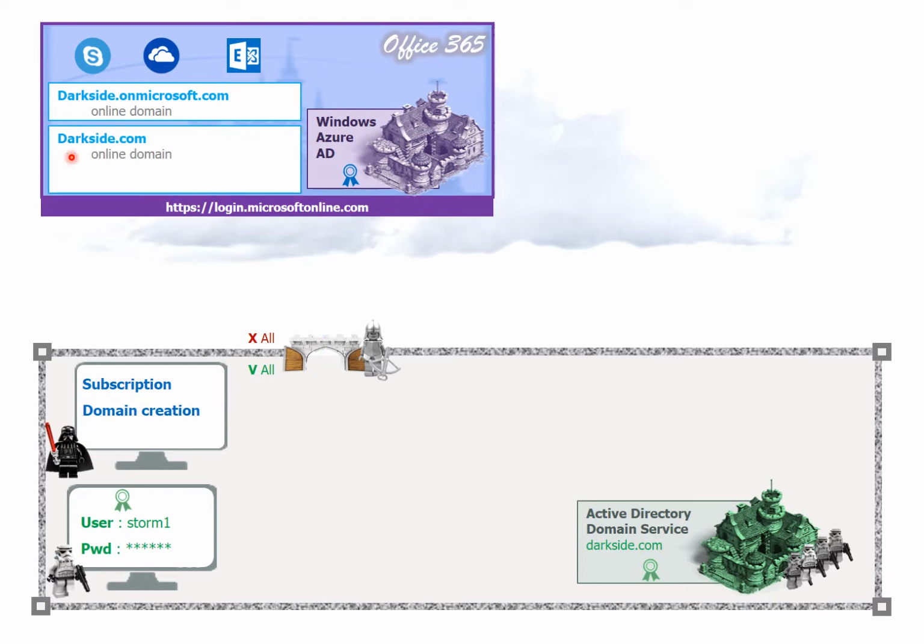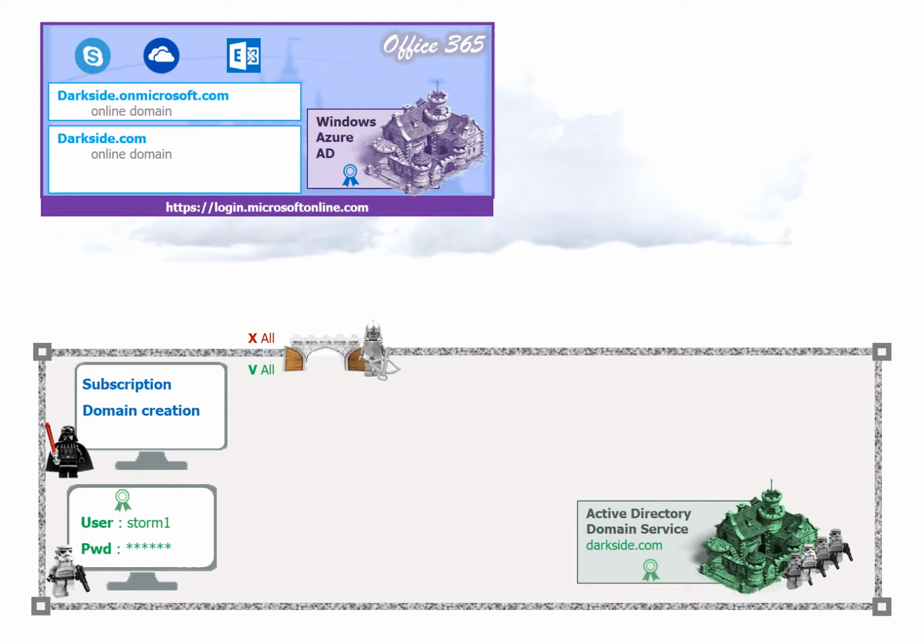So I solved the first point. I have a domain darkside.com and I can create users with a login at darkside.com, which is very similar, if not exactly the same as the address email of the user. But the domain is still online. I still have to connect with another password. I type storm1@darkside.com and remember a new password. I did not resolve the password problem.